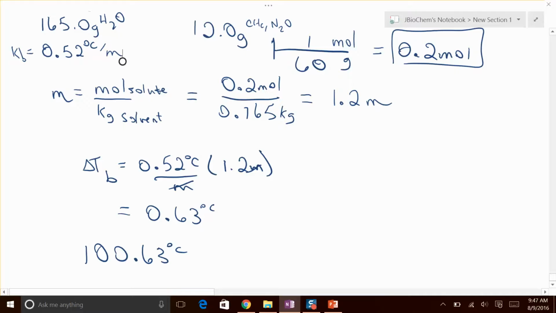Same thing for freezing point? The thing about boiling point is it always raises. It always goes up. It never goes down. Your boiling point always raises. The freezing point always depresses. So you're going to get a positive number for freezing point, but you're going to subtract it from your 0 degrees Celsius. So if this was freezing point, it would be negative 0.63 degrees Celsius. That would be the new freezing temperature. Okay? If it's water.